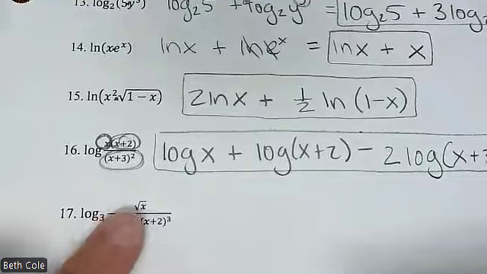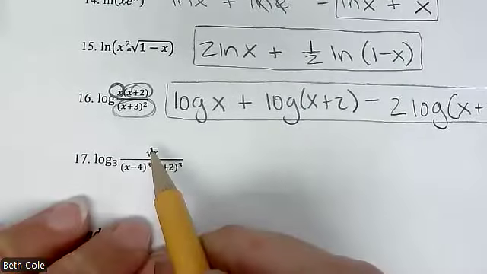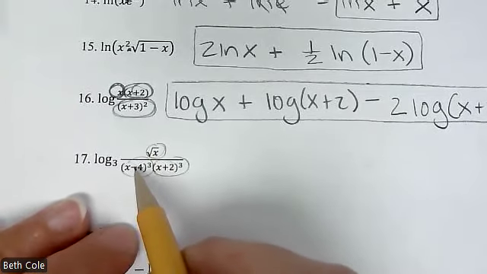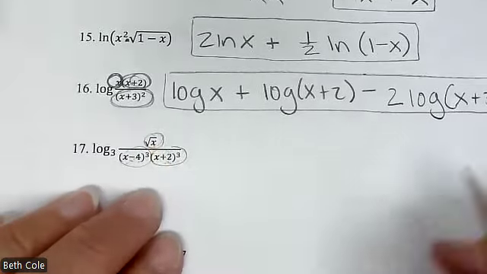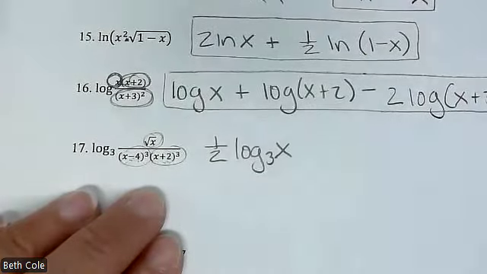How many logs are we going to have for this one? 3. You want to have 3 separate logarithms. Anything in the numerator is positive, denominator is negative. So you're going to have 2 things that get subtracted in this one. What do you think for the numerator? 1/2 log base 3 of x. Good, you guys are getting it.